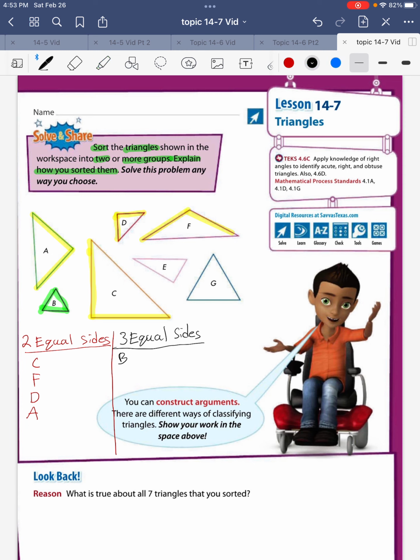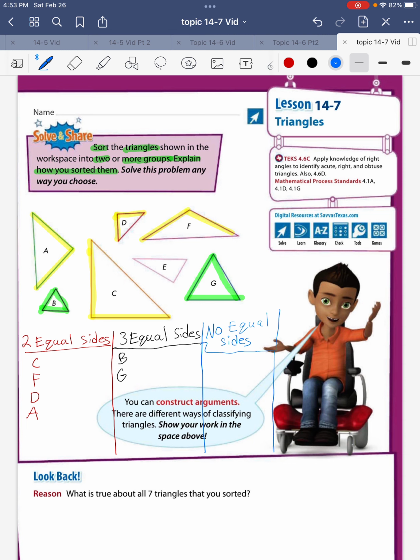Okay, let's see. What else? G has one equal side here, another equal side here, another equal side here. So I'm going to write G. And I believe that is it. Then my last group could be no equal sides.